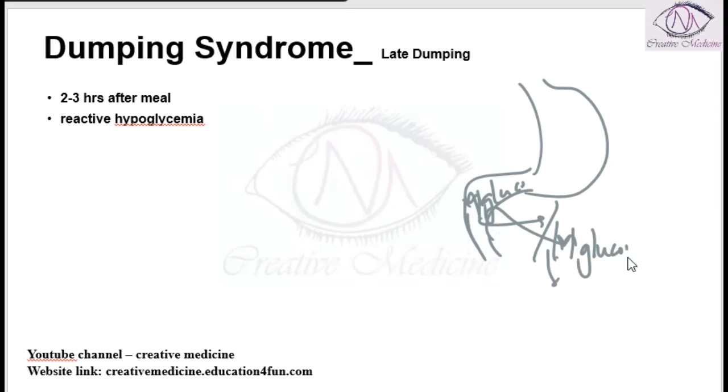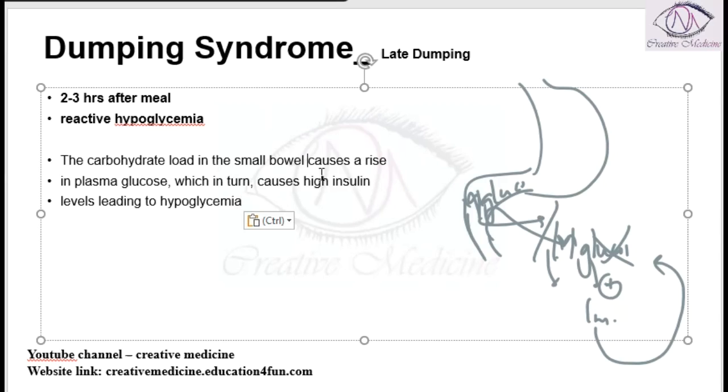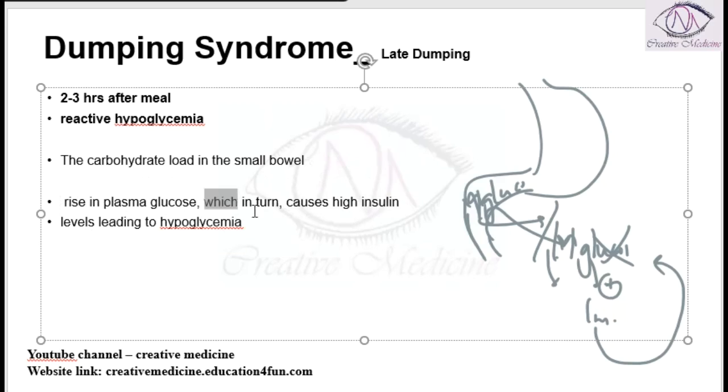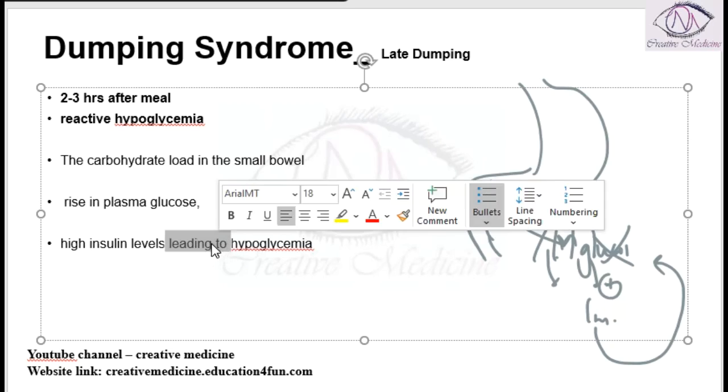so there is increased glucose in the blood, which stimulates the insulin, and insulin is produced. This insulin will break down the glucose, and within 2 to 3 hours all the glucose is broken down, thus resulting in hypoglycemia. So the carbohydrate load in the small bowel leads to increased plasma glucose level, which causes high insulin levels to be released, which will lead to hypoglycemia.